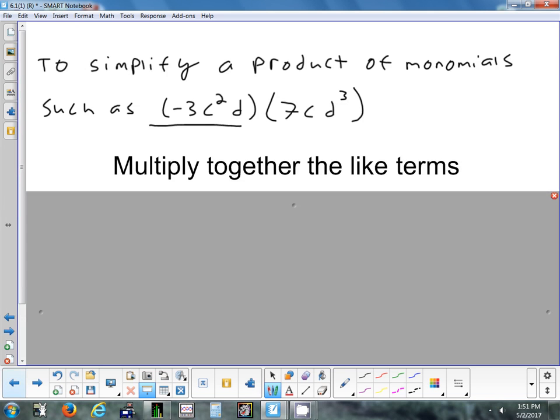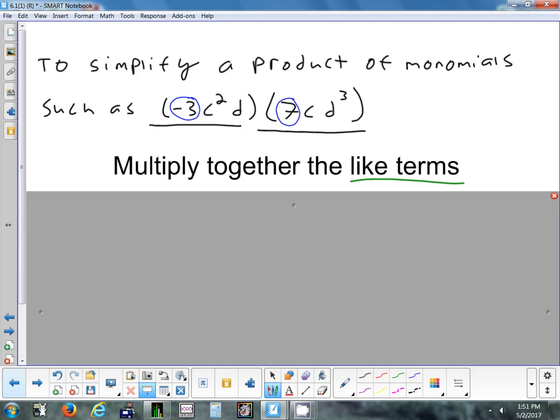We have this times that. Are there any numbers in the first set of parentheses? Just a number by itself? Yep. Which one? What's the number? Yep, -3. Are there any numbers in the second set of parentheses? 7. I circled those in the same color. Why do you think I did that? Because they're like terms. Exactly.